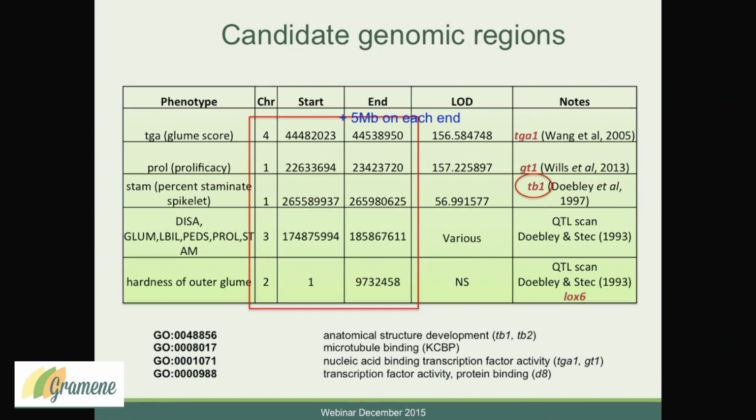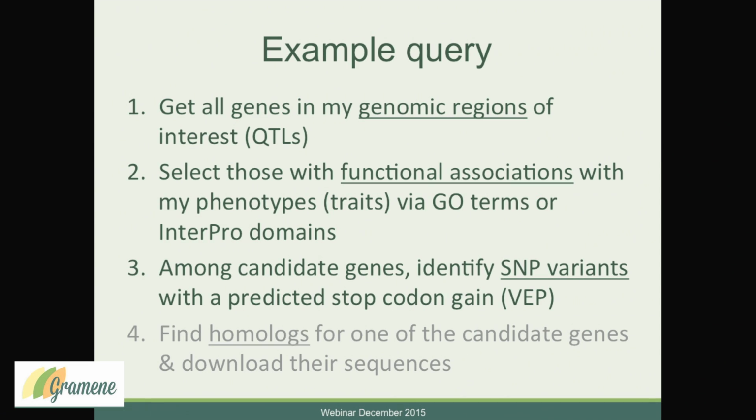Okay, so this is the format that I'm going to present, and if we have enough time, I will use the TB1 Teosinte branch 1 gene to demo how to find the homologs. So again, just to remind you, first we're looking for genomic regions. Second, we are using functional associations to narrow down a subset of interesting genes that could be associated with the phenotypes of interest. Third, I'm going to identify SNP variants with a predicted gain stop codon. If we get in time, we will find homologs.